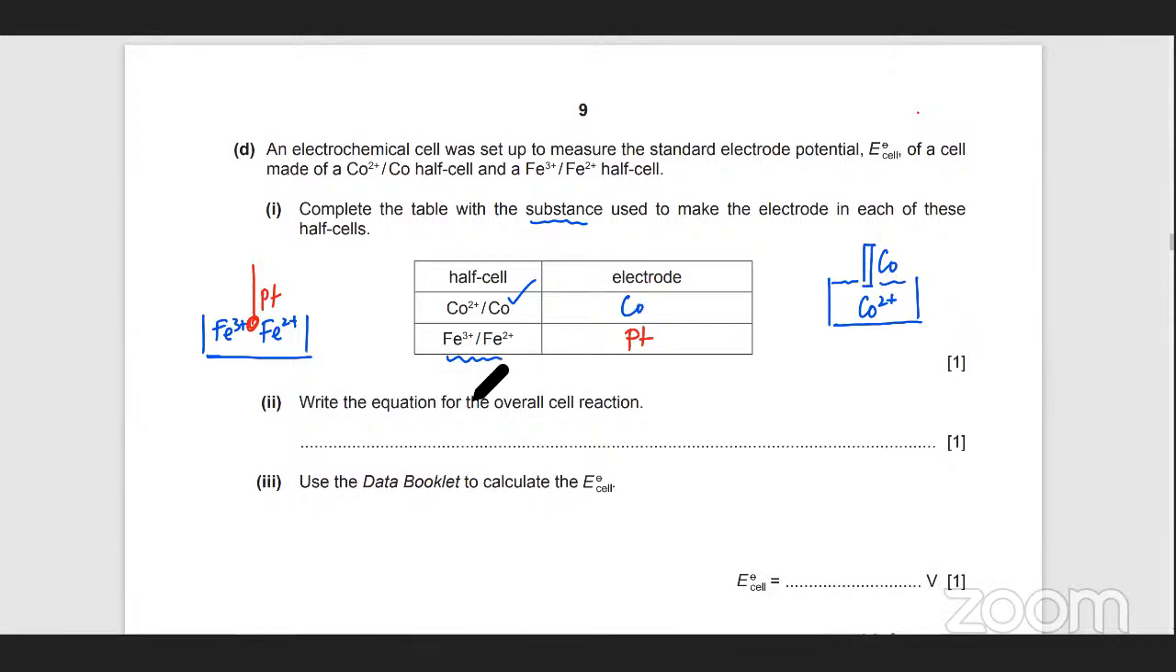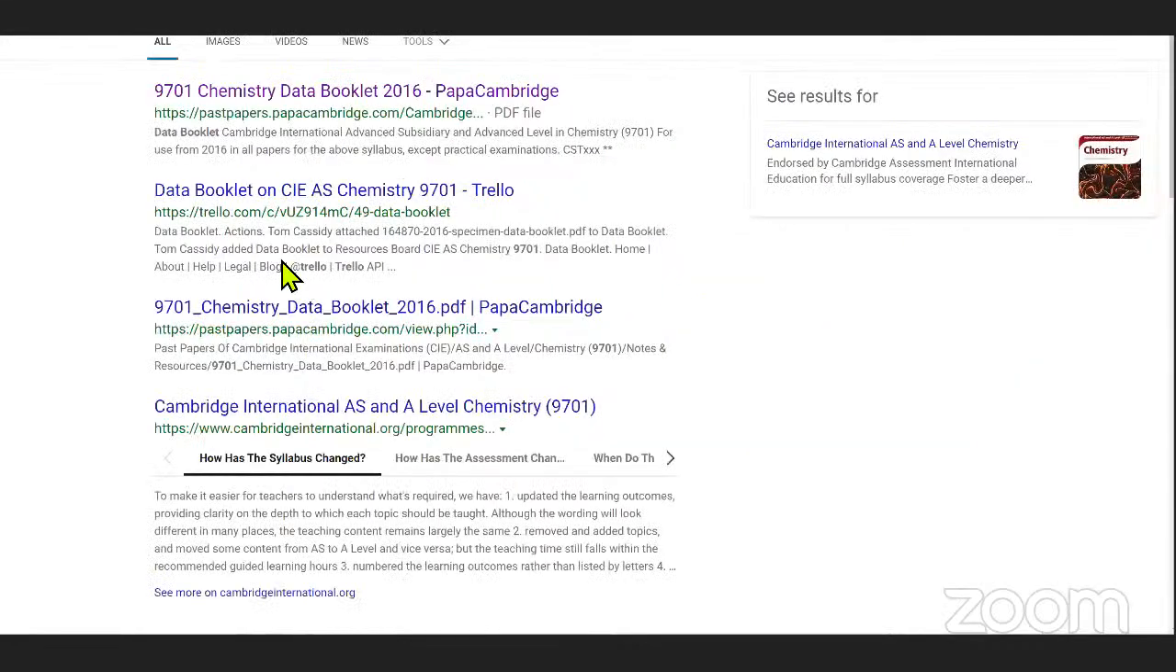You have to write the equation for the overall cell reaction. For that to happen, you would have to first figure out the electrode reactions. There's Fe3+ in equilibrium with Fe2+. You can open the data booklet. The value is 0.77 volts. And then there is cobalt 2+ in equilibrium with cobalt. You can have a look at the data booklet for the value.